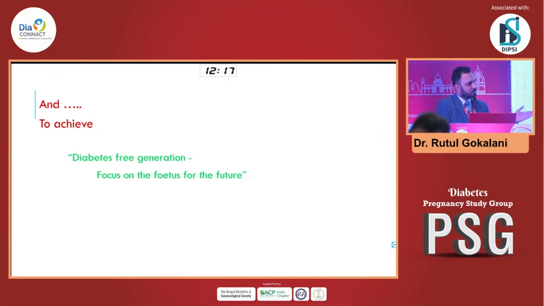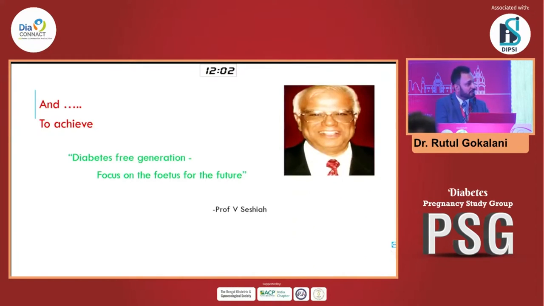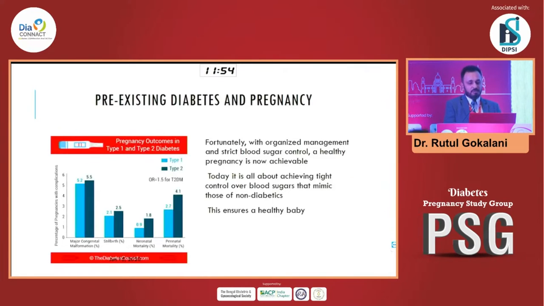I guess in the last 2 days, this sentence has been repeated more than 50 times. But we can't stop saying this, as we have many evidences now. Professor Vishashir, we are really thankful to him for providing us beautiful quotes by evidence. Pre-existing diabetes and pregnancy, whether it is major congenital heart malformation, stillbirth, neonatal mortality, or perinatal mortality, in type 1 and type 2 diabetes there is almost 1.5-fold higher mortality and complications. This is why we need preconceptional counseling. Fortunately, with organized management and strict blood glucose control, a healthy pregnancy is now achievable.